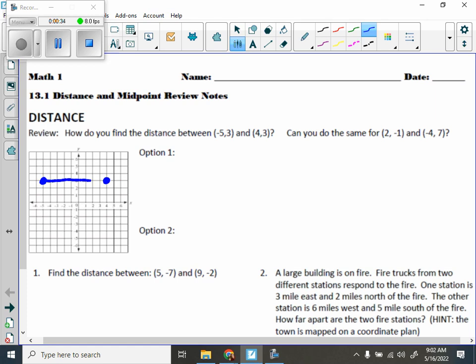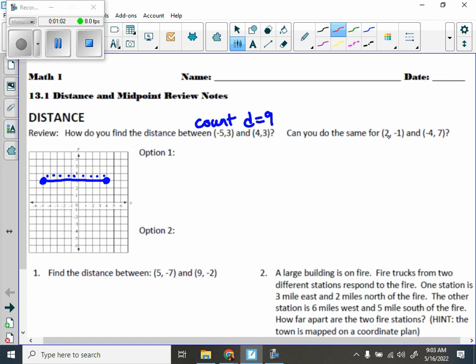Do you need any sort of technology to figure out how far apart those are? Nope. What can you do? Just look at it. Well, yes, but how? Count the boxes. Yeah. You can count. Say 1, 2, 3, 4, 5, 6, 7, 8, 9, right? So your distance here would be 9 between these 2 points.